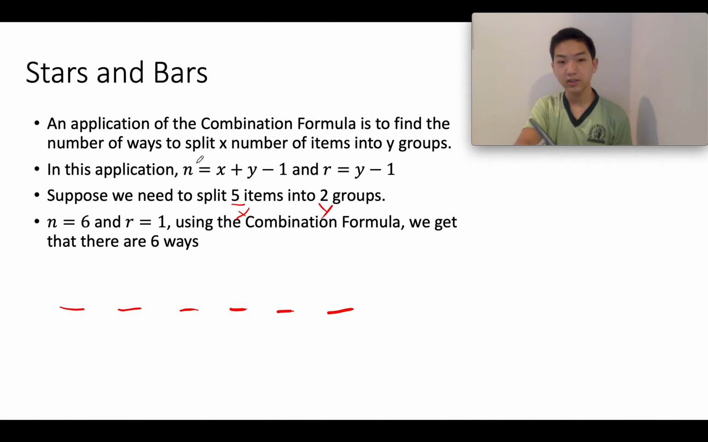So you can see here that we have R equals 1. That represents the bar. Now, in case you're wondering why we have one less bar than groups, it's because for each bar, it creates an additional group, and you already have a group just starting out. So you see here that if we draw a single bar, we have 2 groups here, and then we have stars all the way over here.